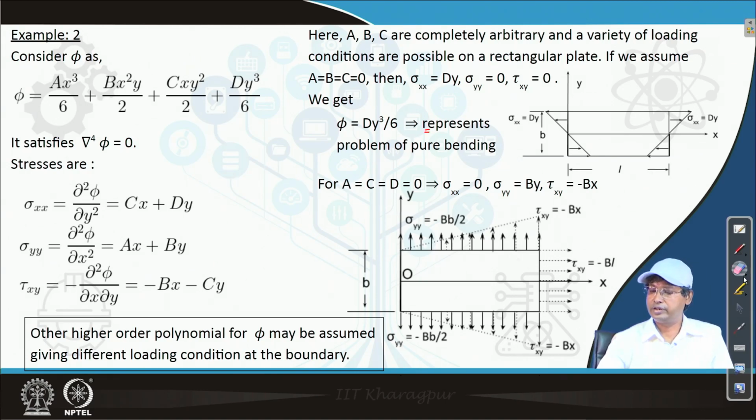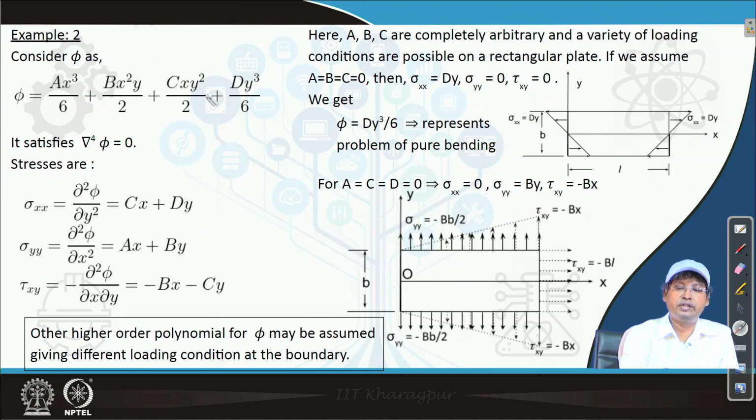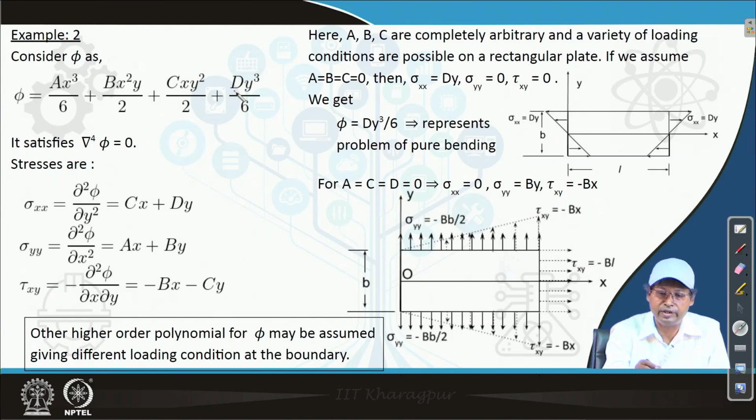Now, this gives us a certain type of stress condition, but probably that does not represent the problem we are looking for. So, let us see if we consider these constants a, b, c, d in such a manner that it represents some practical problem. The first case is where a, b, c are completely arbitrary, and a variety of loading conditions are possible on a rectangular plate.